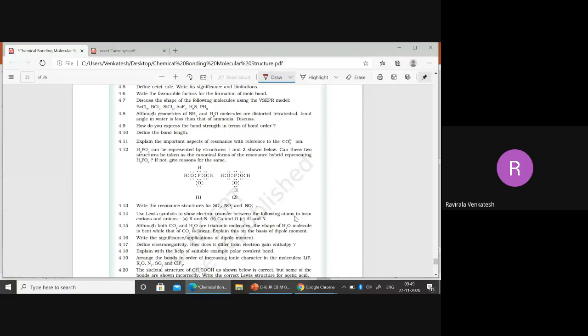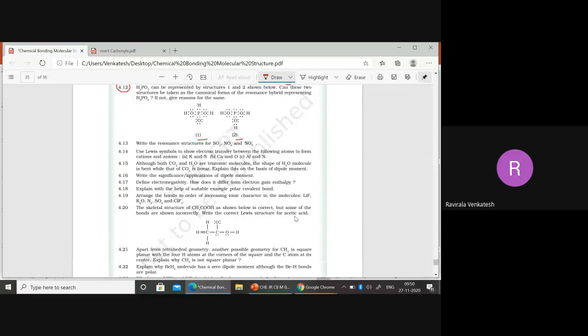See, have you completed this one? 4.9, I explained here. How do you express the bond strength in terms of bond order? Yesterday I told you, bond order is directly proportional to bond strength. Define the bond length; that definition we completed. Explain the important aspects of resonance of CO3 2 minus; just now we completed that. And H3PO3 can be represented by one and two structures, so you have to give the answer for this one. Write the resonance structures of SO3, NO2 and NO3 minus. 4.13, resonance structures.